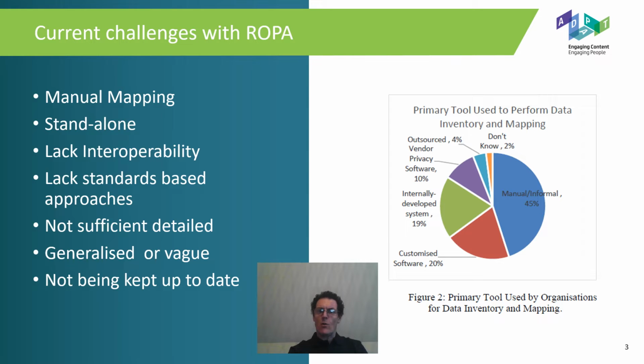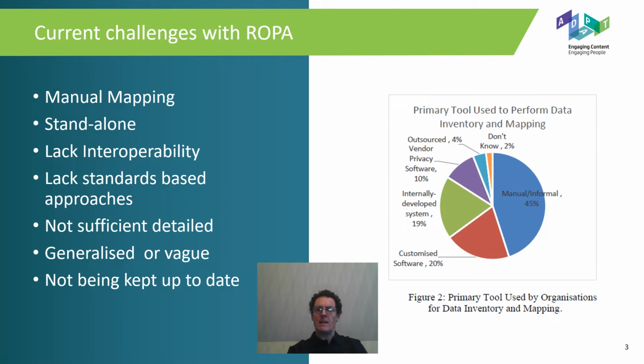The approach that organisations are taking to the completion of ROPA are largely manual mapping operations or utilisation of standalone customised solutions which lack interoperability. These solutions tend to focus on manual or semi-automated approaches that are labour intensive and rely on domain experts. These software solutions have often been completed by private enterprise without the input of the regulator, and they tend to lack standards-based approaches to compliance.